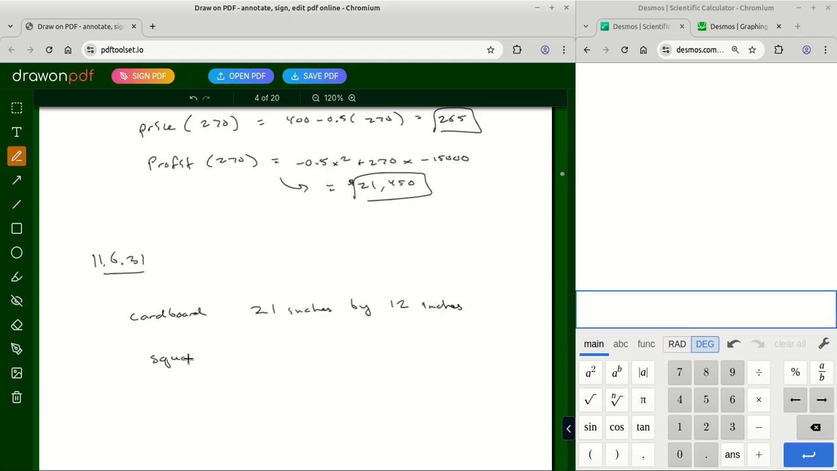So squares of equal size cut out of the 4 corners. I'll show you a picture here in a second. They're going to fold to make a rectangular box. They say, what is the maximum volume?